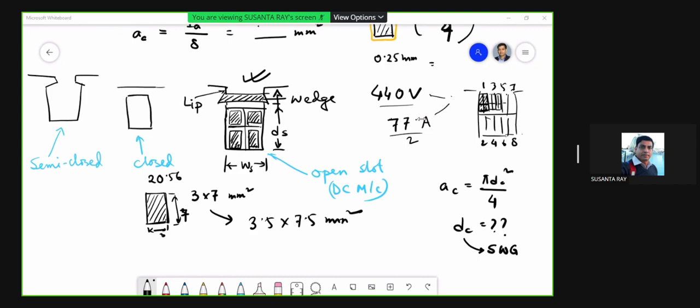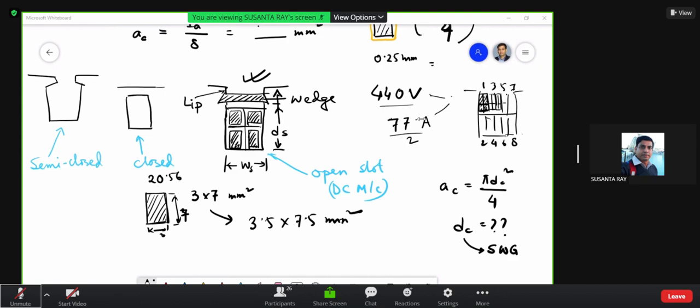So let me ask. Well, my cross section area is coming 12.12 millimeter square. Now, after that, what have you done? Have you started designing the slot? So I have split it into 4 parallel conductors, and then I'm thinking about it. Okay, so do the slot design first.